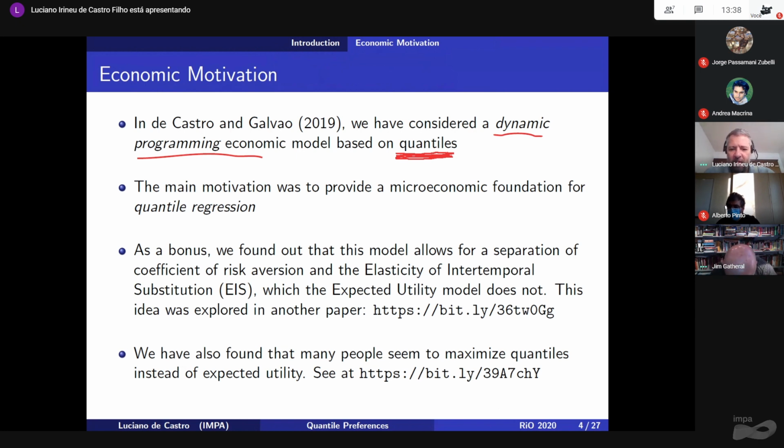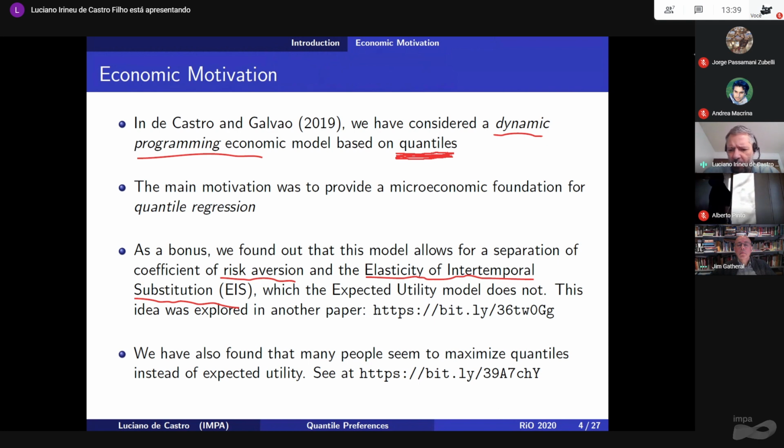However, as we have done this, we realized after the fact, as it turns out that's very common in research, right? We realized that this model is very useful to disentangle elasticity of intertemporal substitution from risk aversion. This is a separation that can be done in our quantile model, but not in the expected utility model. In the expected utility model, these two parameters are interlinked, and you cannot separate them. And actually, after that, we wrote another paper exploring this benefit.